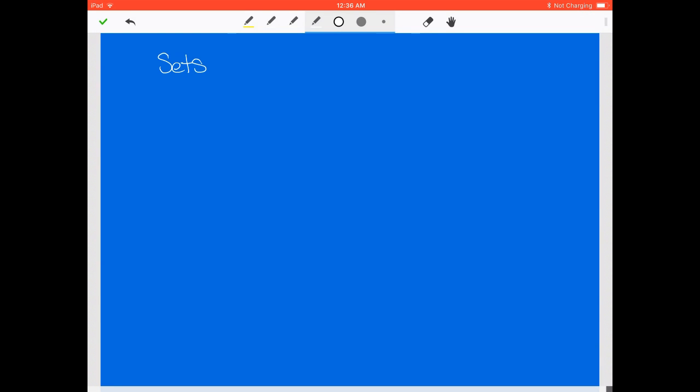Now remember, sets, here's an example of a set. So we have A equal to 1, 2, 3. That would be considered a set. Let's look at a subset. Now, what is a subset? Let's look at an example.